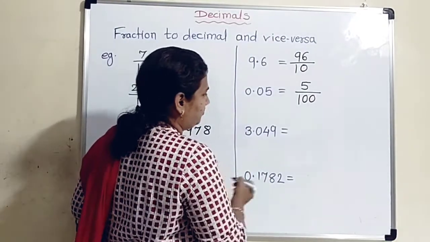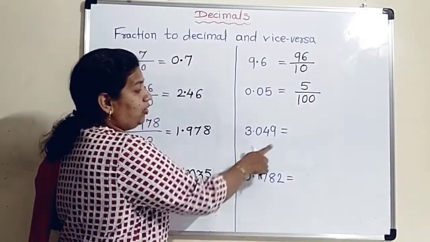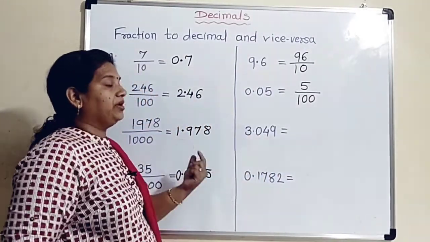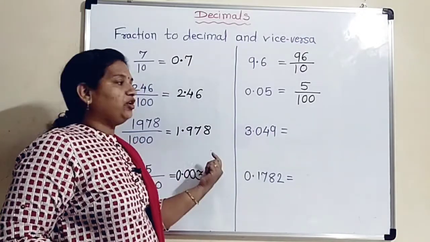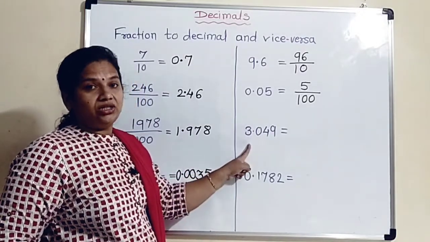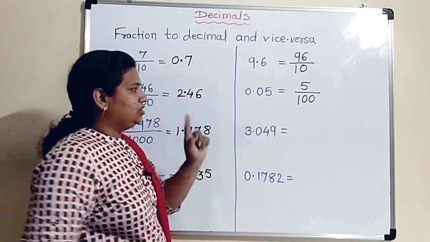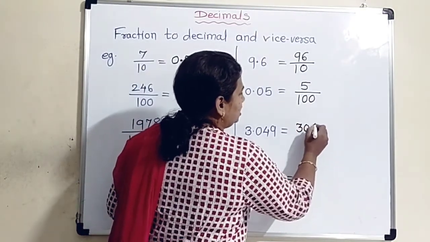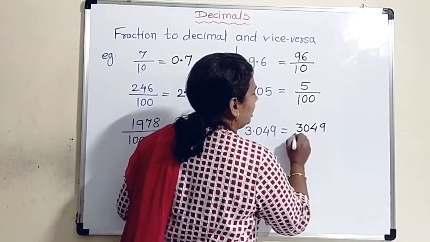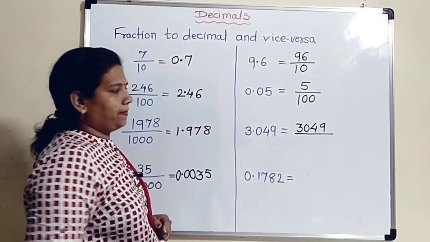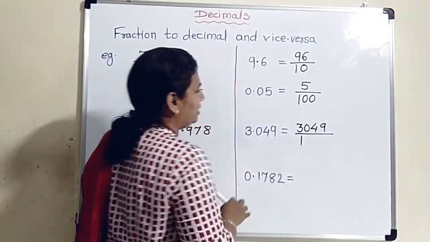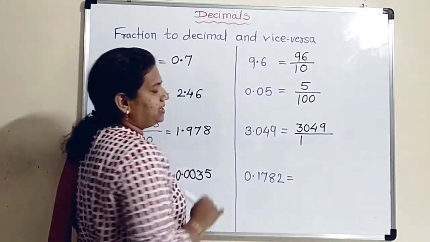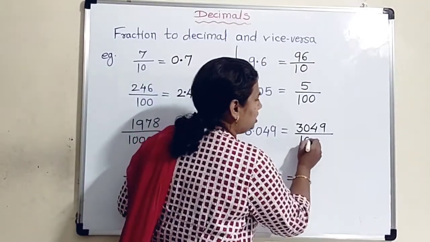Same way here, just write. Now here the 0 is to the left, but again to the left of that 0 there is a digit. So don't ignore it. So write the numerator along with that 0, 3049, and the denominator will be 1 followed by 1, 2, 3 places. So 3 zeros.